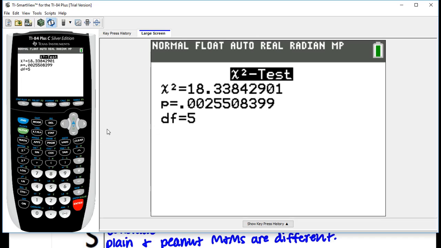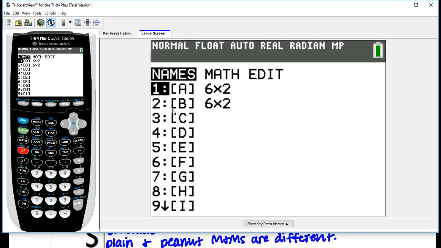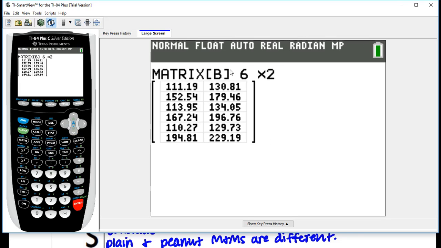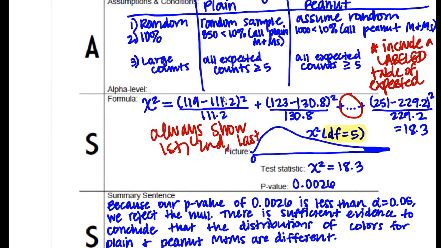But what you do have to do is continue to show work with the first, second, and last, and then you do have to draw the picture, and you do have to write a labeled version of your expected values. So to get those, you go to second matrix, and then notice how there's a matrix B now with the same dimensions as matrix A. I like to go to edit and then look at matrix B from there because it puts it all on the same screen. And then there's our expected counts. We did not enter those in. It did it for us. So that's a really nice feature of the calculator that you can use. Just make sure that your paper still has the first, the second, and the last shown and a picture.